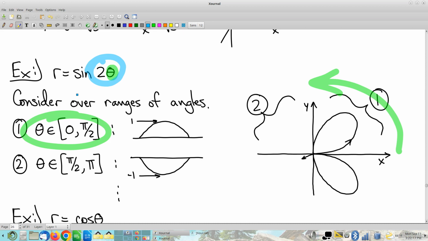2 theta doesn't go from 0 to pi over 2. It goes from 0 to pi. So the thing that I'm plugging into the sine function goes from 0 to pi, during which r, namely the value of sine of that argument, does as I have drawn here: the values start at 0 and then go up to 1 and then come back down to 0. That's just how the sine function works. Okay, is everybody with me so far?